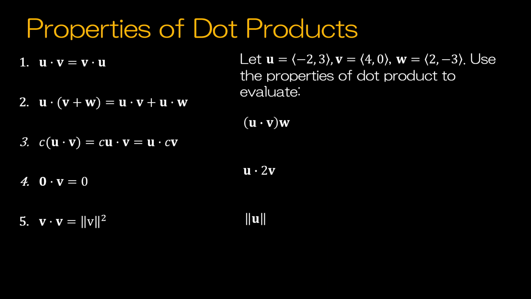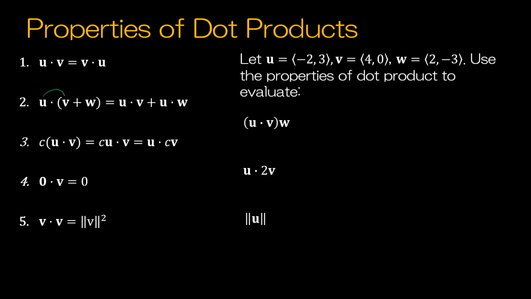Let's look at a few properties of dot products. The first is the commutative property, which says the dot product in either order is still going to be the dot product. So it doesn't matter if it's u dot v or v dot u, you're going to get the same solution. The next is the distributive property.